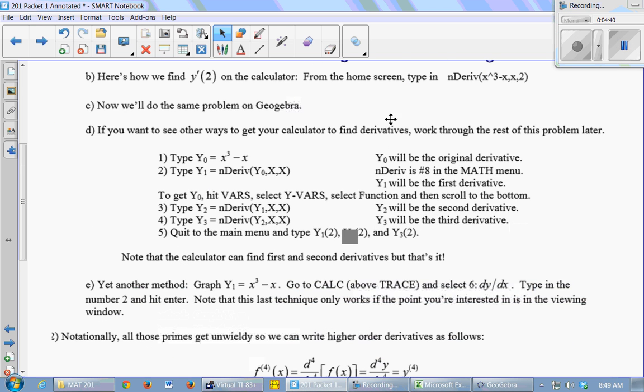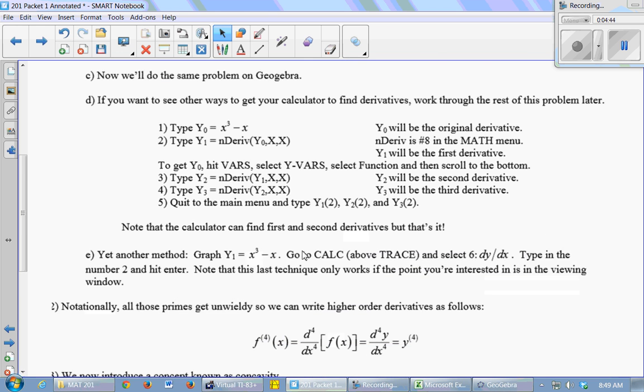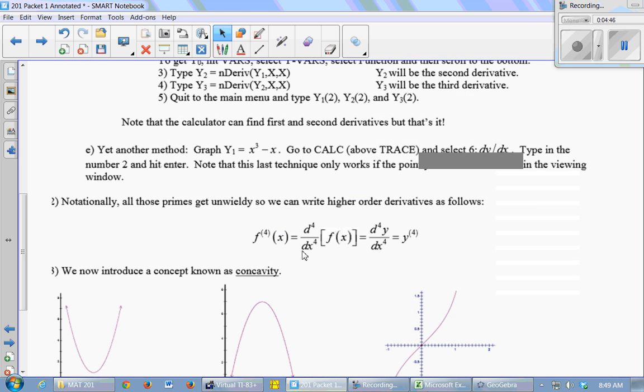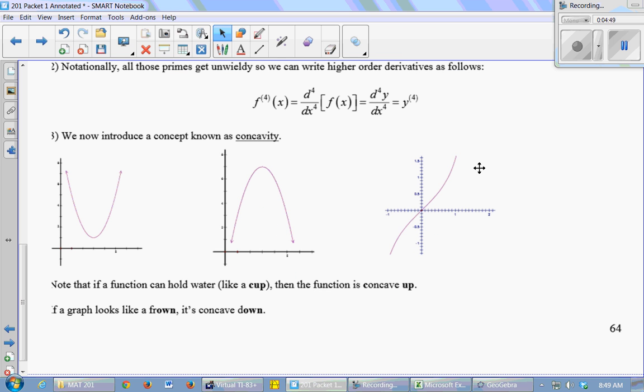If you want to see other ways to get your calculator to find derivatives, you can work through the rest of these things later. We're just going to jump down to number 2 here. Notationally, after we take the third derivative, after we write f triple prime, all those primes get a little unwieldy. You don't want to write like 18 primes if you want the 18th derivative. So after the third, we write higher order derivatives with a little number in parentheses. So this means the fourth derivative.